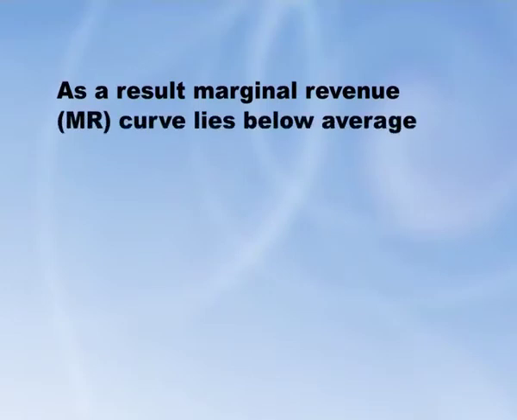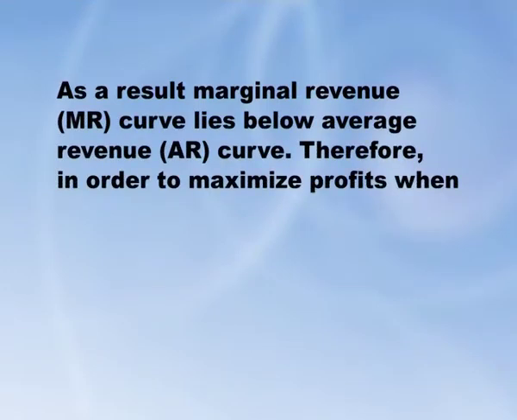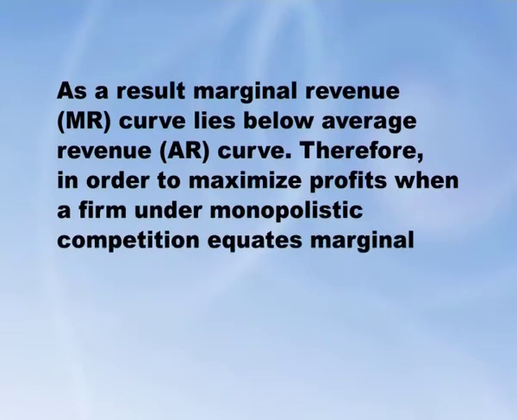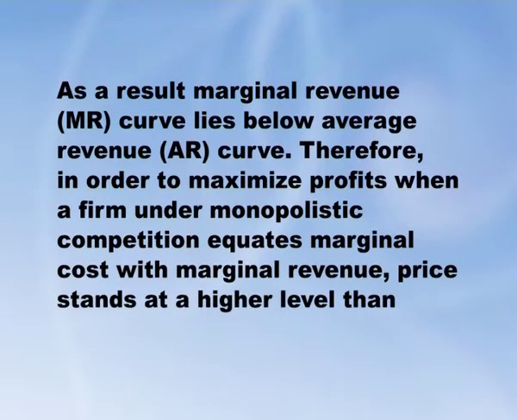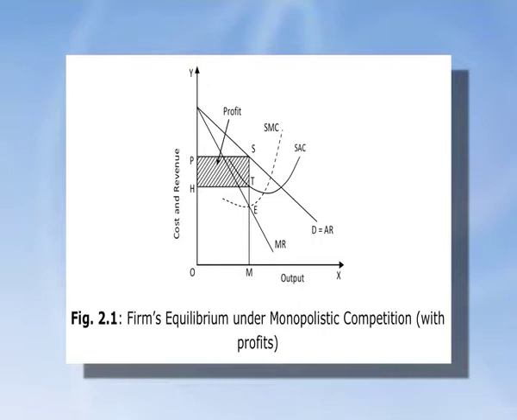On the other hand, under monopolistic competition, a firm exercises some control over the price of its product and the demand curve for it, representing prices at various quantities, slopes downward. As a result, the marginal revenue MR curve lies below the average revenue AR curve. Therefore, in order to maximize profits, when a firm under monopolistic competition equates marginal cost with marginal revenue, price stands at a higher level than the marginal cost. This is clear from figure 2.1, where in equilibrium, the price determined is equal to MS or OP, which is greater than marginal cost ME.